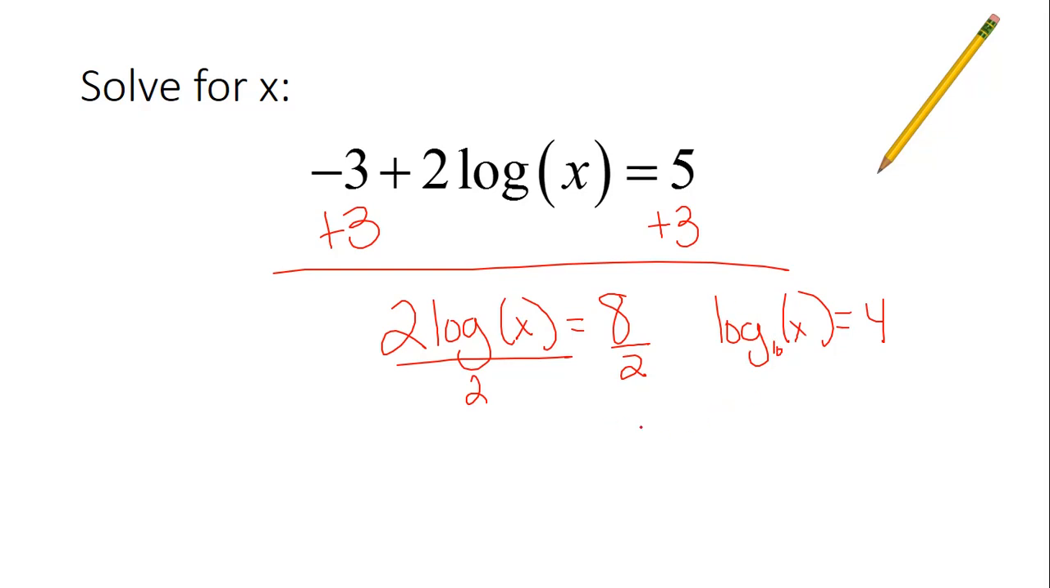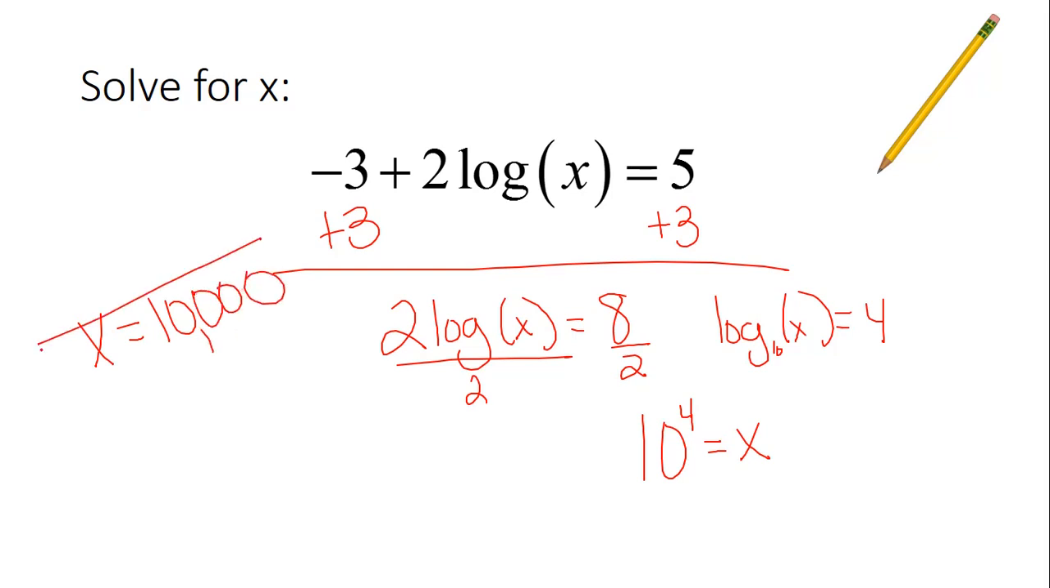So I get to convert. So 10 to the 4th equals x. Or, in fact, my answer would be 10,000. So my x value is 10,000. Check it. No negatives. Not 0. We're all good.